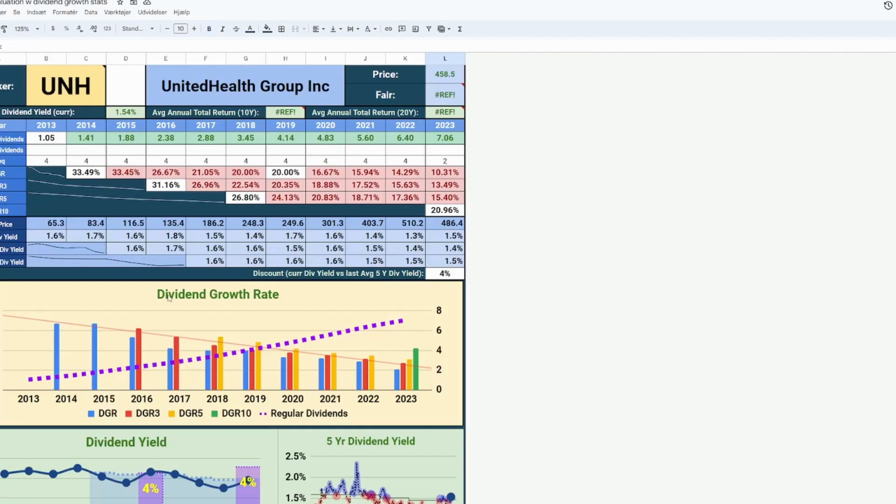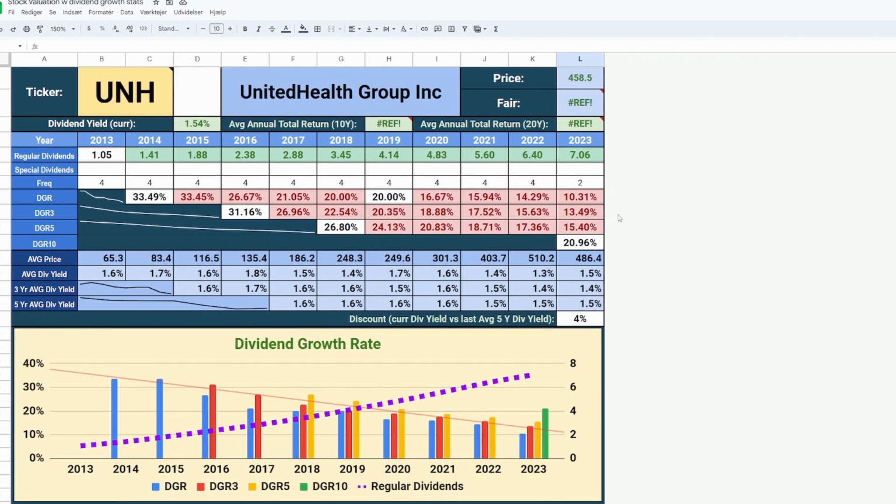So if we jump into the dividend stats and then zoom in a little bit, I'm trying to go through what I really want to see here. In the first table, you can see we do have the dividend growth rate from the different years, and also we have them calculated based on a 3, 5, and 10-year average. What I really want to see here is some steady growth over the last years. For example, here they started pretty high with 33%, but now we are around 15 to 10%.